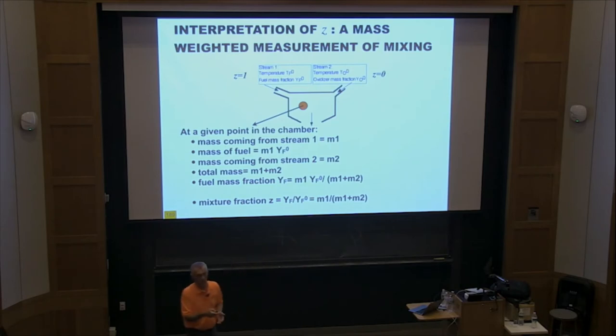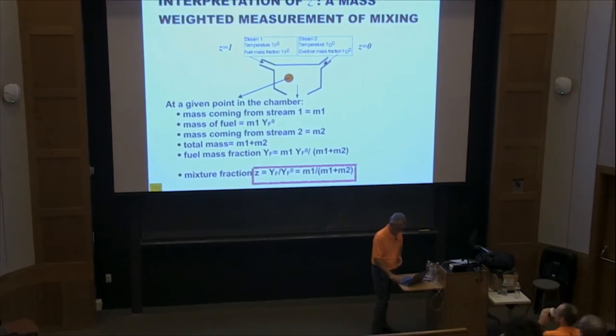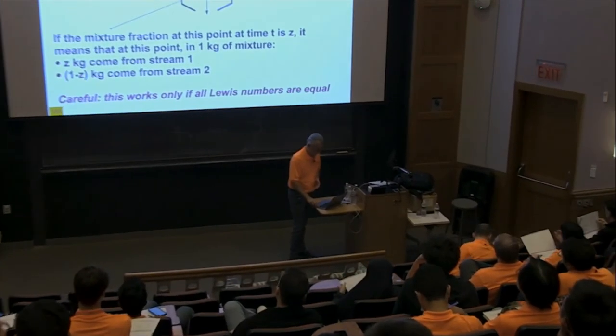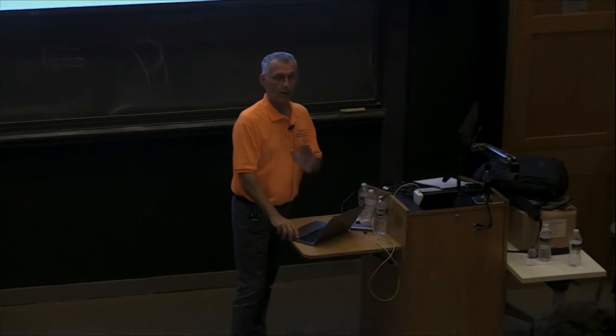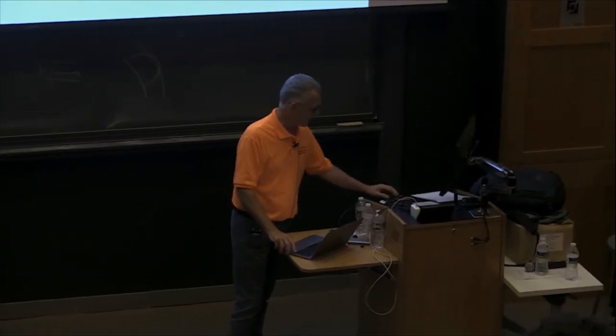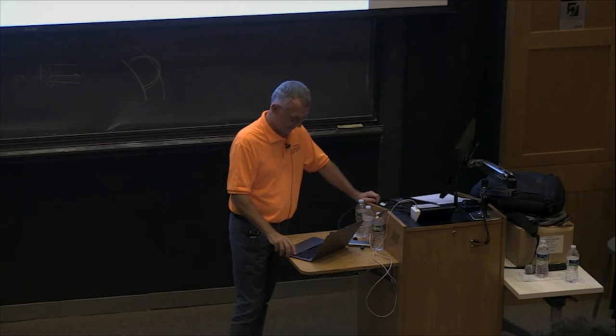The mixture fraction tells you at each point in the flow how much is coming from one compared to how much is coming from two. If Z is close to unity, it means you are close to the fuel injection. If Z is close to zero, you are close to the air injection. And in the middle, Z goes from one to zero continuously. And Z measures the mixing between the fuel and the rest of the flow. Again, only under the assumptions I used, okay? It has to be equal Lewis number, and so on.